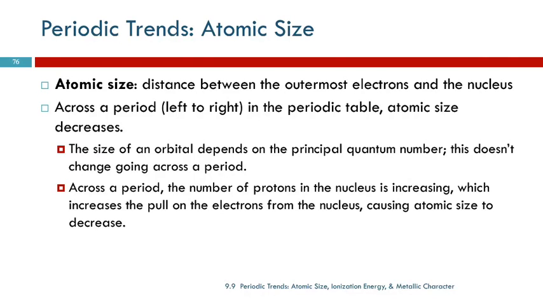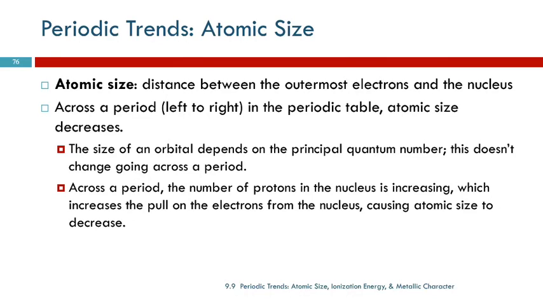So one of the trends is atomic size, the size of an atom. There are different ways to define atomic size. We're not going to go into that, but basically it's the distance between the outermost electrons and the nucleus. That kind of makes sense. The distance from the middle of the atom to the farthest electrons. So really it's a radius, the radius of the atom.